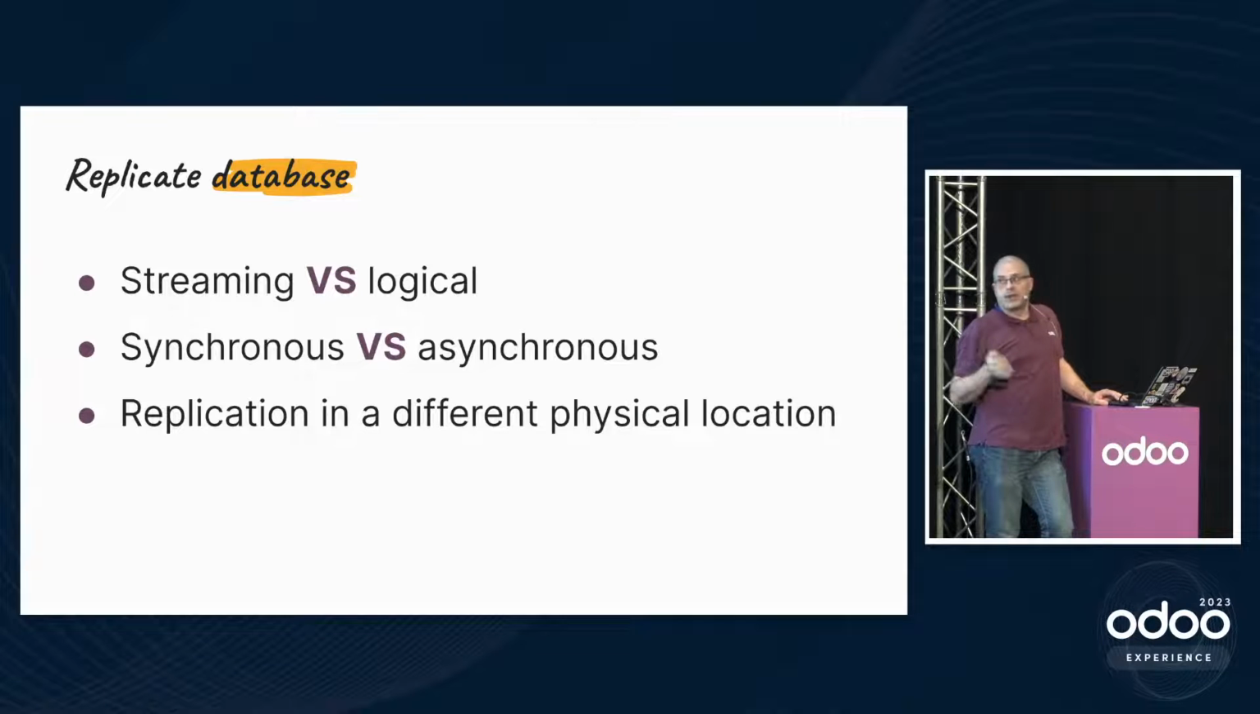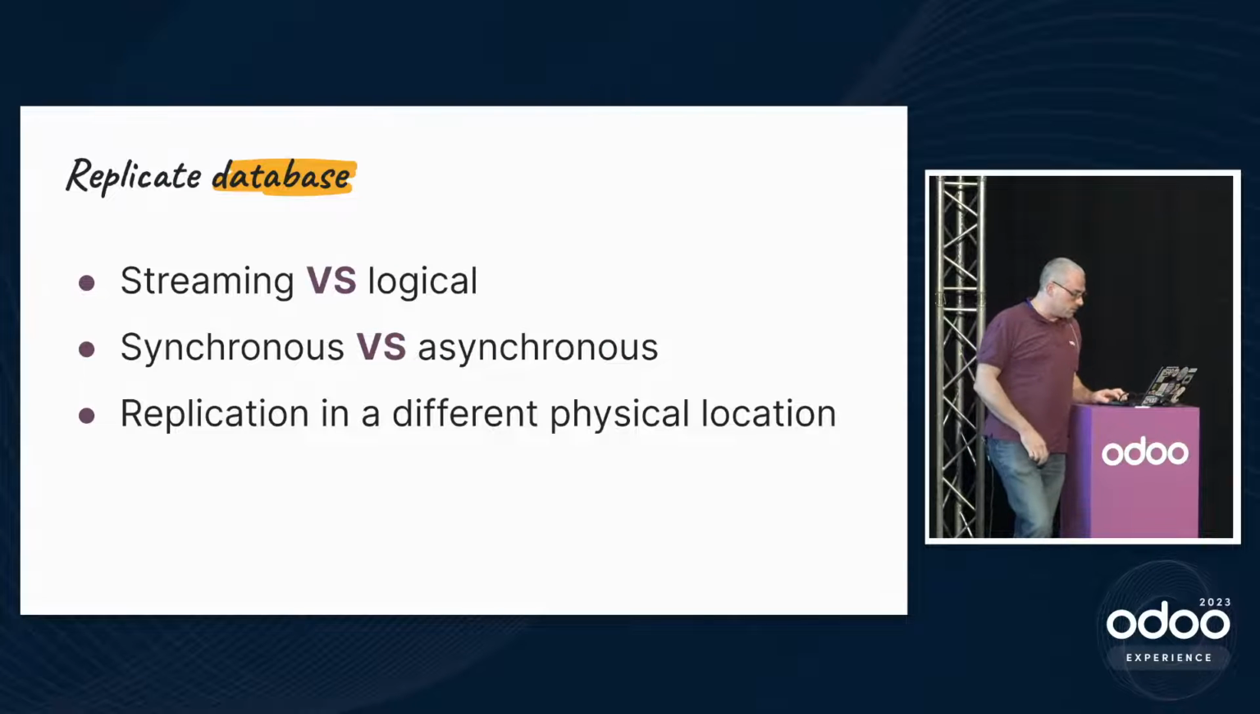You have two kinds of replication, a synchronous and an asynchronous one. The synchronous one has an impact on the performance, because when you are in synchronous replication, when you commit on the server, you commit on the slave and then on the master. And you can also replicate on different physical locations if you want to avoid having all your systems broken when the data center gets on fire or whatever.